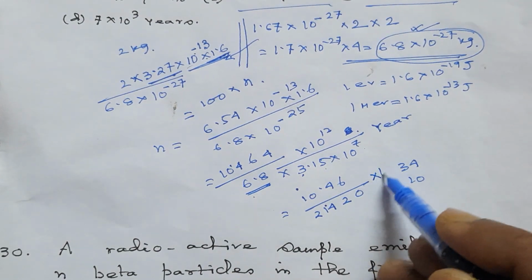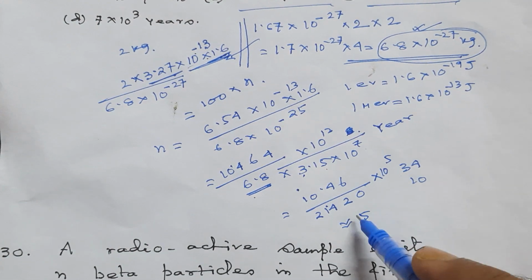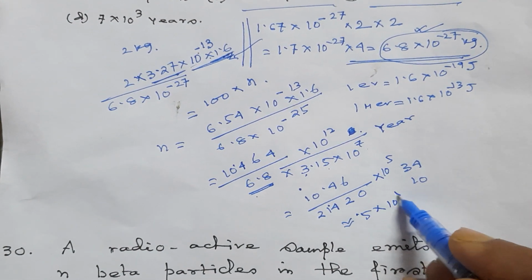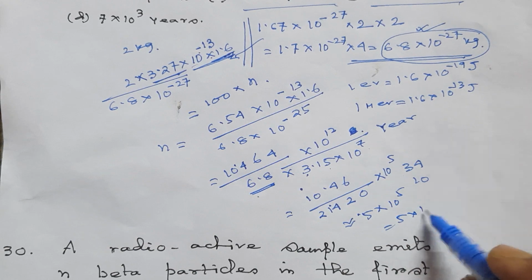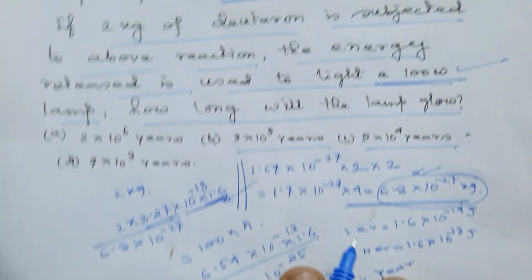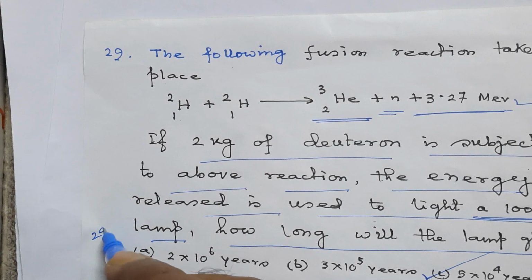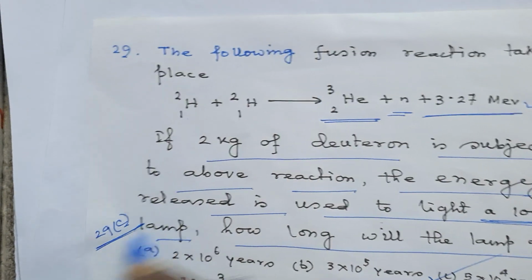21.42 into 10 to the power 5, nearly 5.5 into 10 to the power 5. That is 5 into 10 to the power 4 years. That is, the correct option is C. So the correct answer of question number 29 is C.